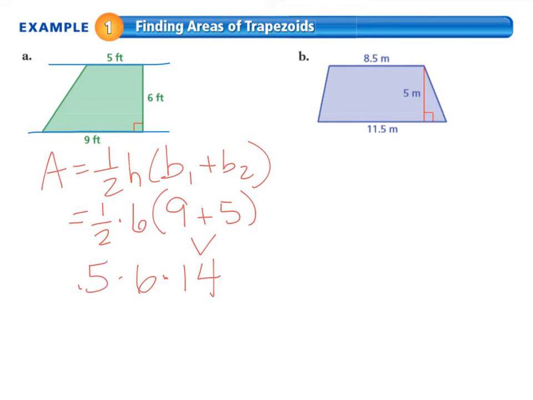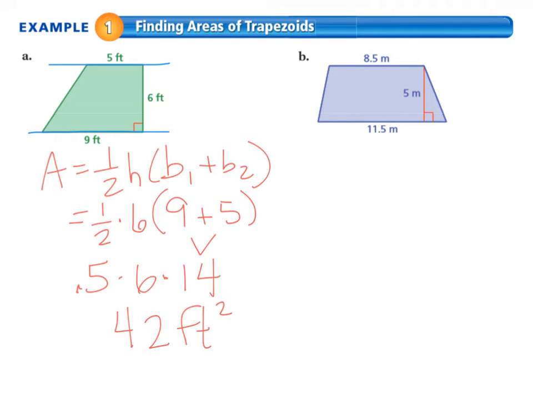And I'm going to write down what I haven't done yet. I'm changing this to a 0.5 because that's how I'm going to enter it into my calculator. 0.5 times 6 times 14 equals 42. And my units are feet times feet, feet squared.